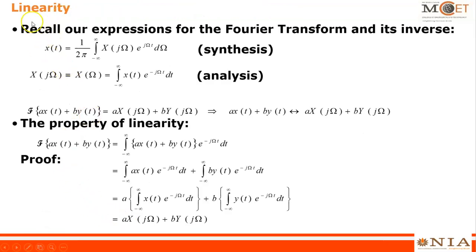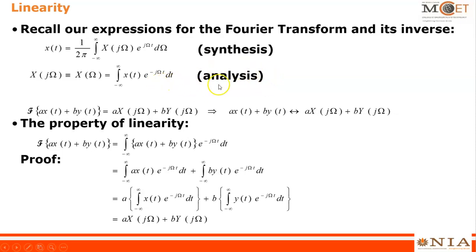First property is linearity property. So this property is written based on additivity and homogeneity property. So here you can see the forward and reverse Fourier transform equations. The second equation is called as the forward Fourier transform, which is given as X of j omega, simply written as X of omega, which is equivalent to integral varying from minus infinity to plus infinity x of t e power minus j omega t dt.